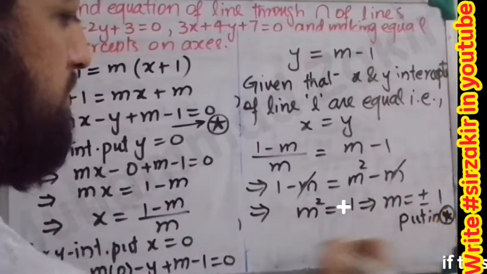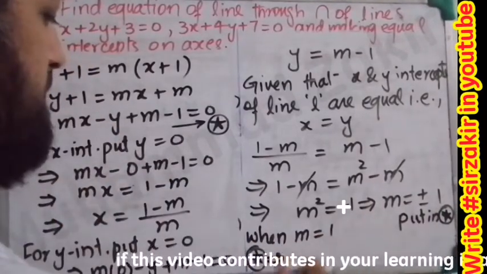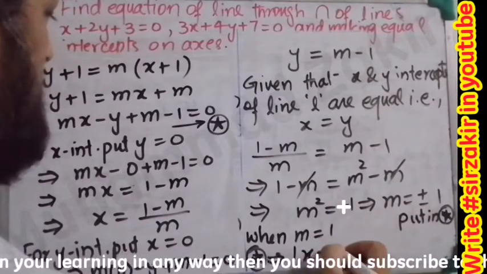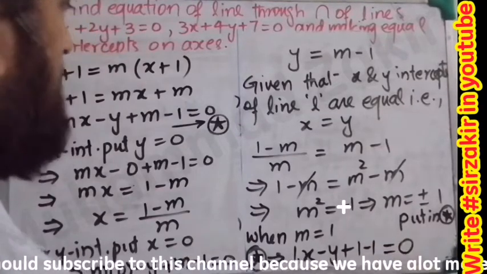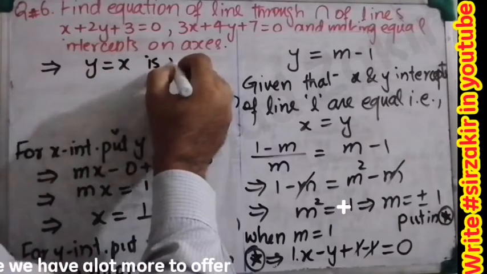When m is equal to 1, asterisk implies m is plus 1. Plus 1 minus 1 cancelled. The coefficient of x is 1. So y is equal to x becomes the required line. y is equal to x is one shape of asterisk. This is one required equation with the value of m equal to 1.